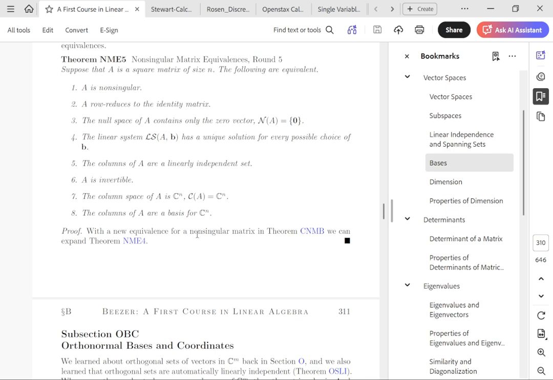Now we're up to 8. A is non-singular. A row reduces to the identity matrix. The null space of A contains only the 0 vector. The linear system has a unique solution for every possible choice of b. The columns of A are a linearly independent set. A is invertible. The column space of A is C^n, which makes sense since they're linearly independent. A row reduces to I3, so this property should make a little more sense. And then the columns of A are a basis for C^n. Now it's not a standard basis, but it is a basis.